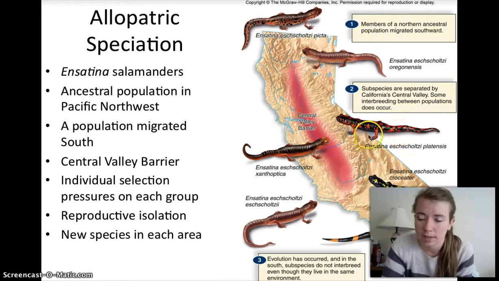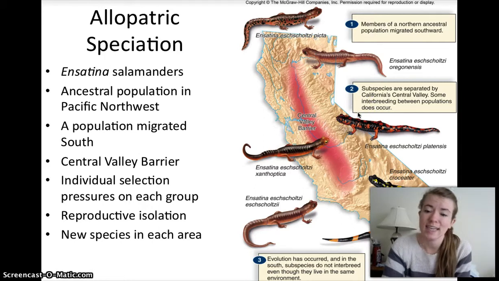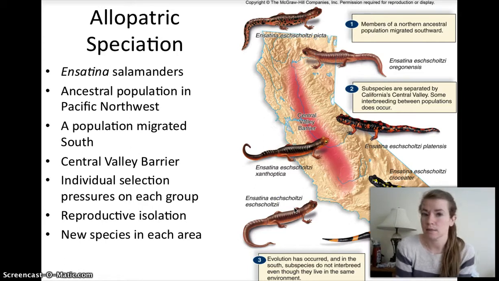There were individual selection pressures on each group, meaning different traits are selected for in each group. For whatever reason, this one, Ensatina eschscholtzii platensis, which lives over here in the eastern part of the state, having red and black spots was more adaptive and allowed for higher fitness in that group. That's different from these ones over here, which were a different color, and these guys, and these guys. In addition to color, they probably evolved different traits, like diet and behavioral traits. And so now they've reached reproductive isolation.